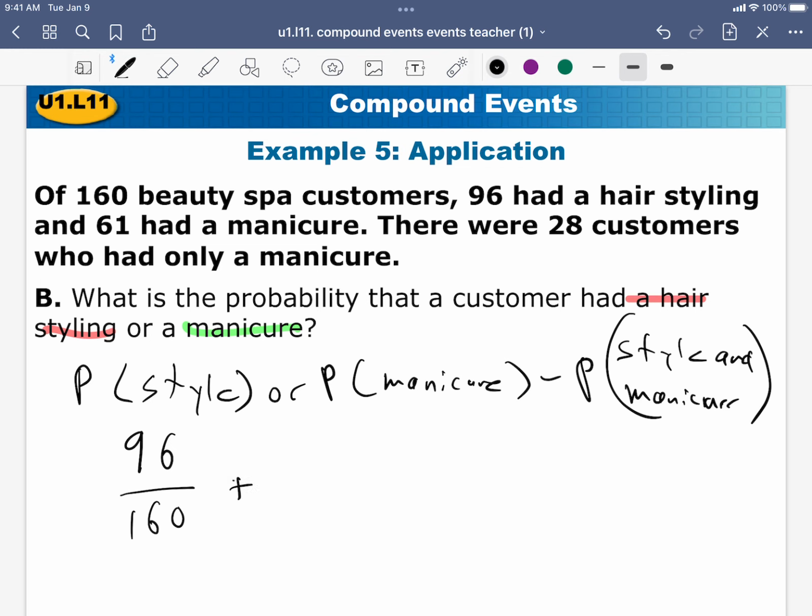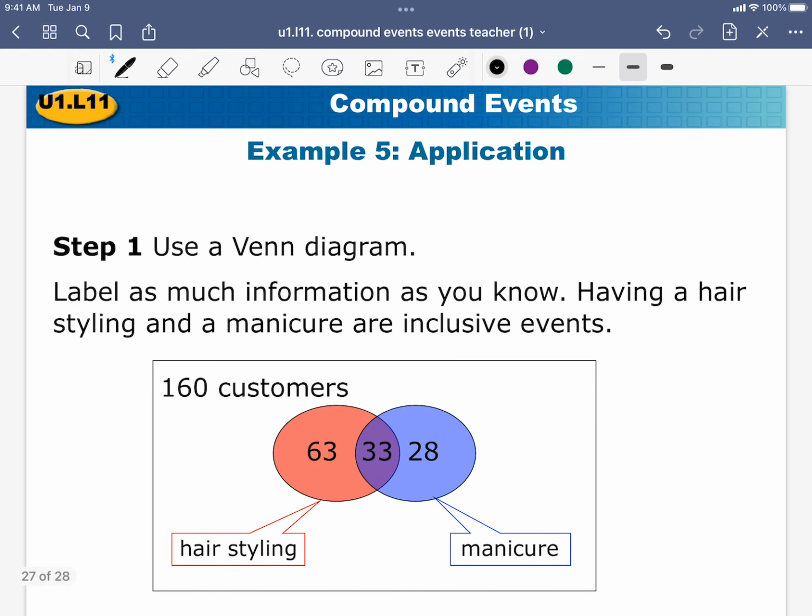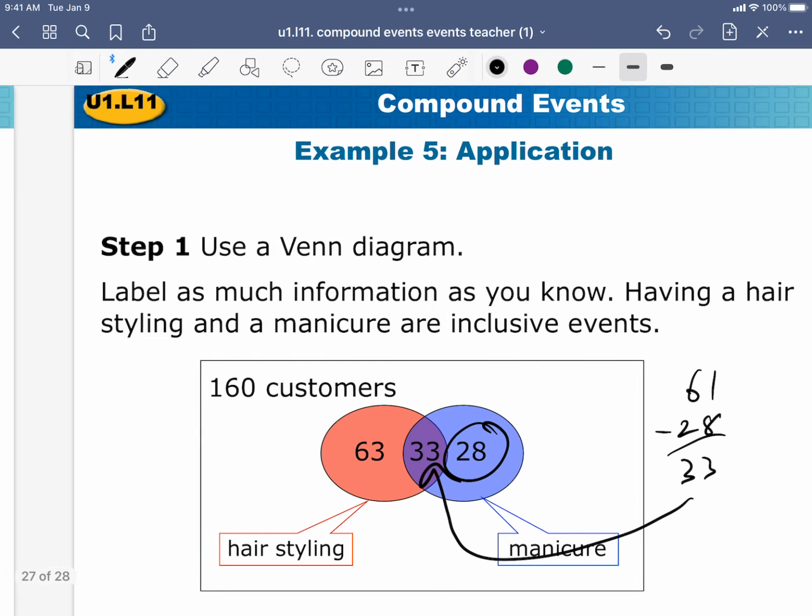And then it says or had a manicure. There were 61 who had a manicure. And then we have to subtract those who had a style and a manicure. So it said there were 28 customers who only had a manicure. So the 61 minus 28 will give us 33. So if we look at our Venn diagram, 28 had a manicure. The 61 minus 28 is 33. That's our overlapping piece right there.